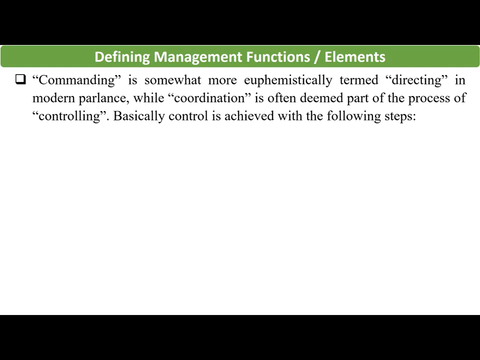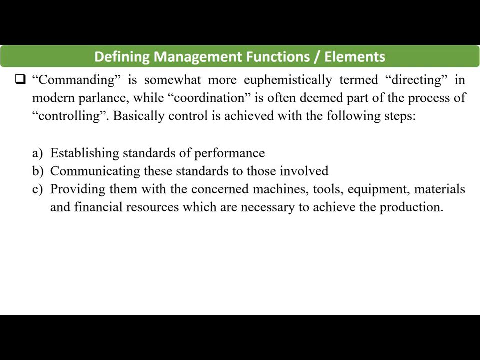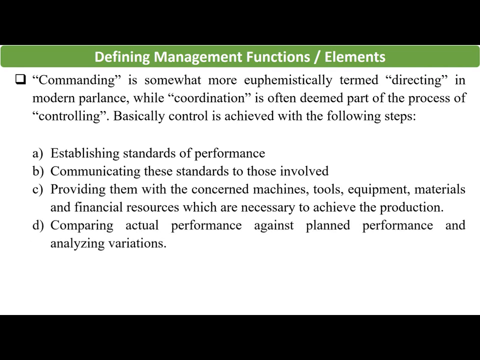If you want to get control, you are to follow certain steps like establishing standards of performance, communicating these standards to those involved, providing them with the concerned machines, tools, equipment, materials, and financial resources which are necessary to achieve the production, and comparing actual performance against planned performance and analyzing variations.